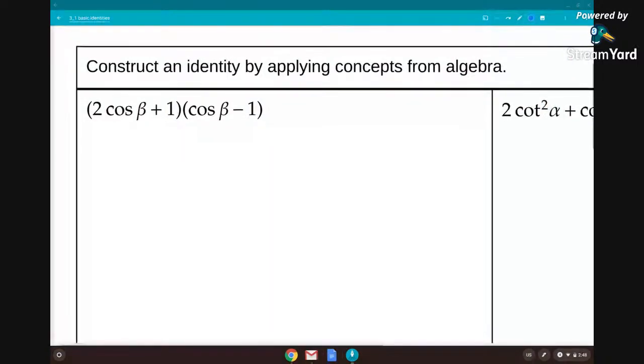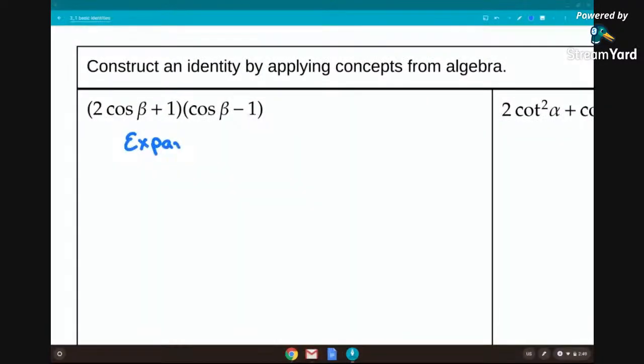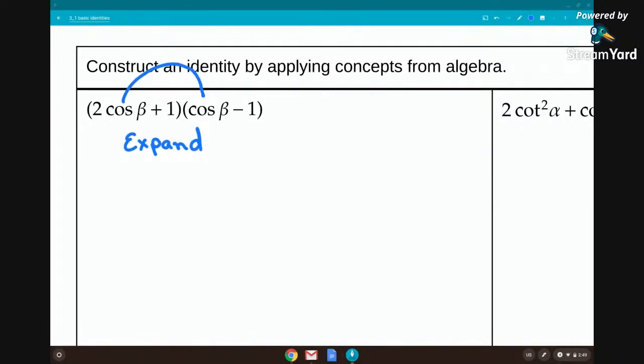Basically, all I'm going to do here is expand. Two cosine beta times cosine beta would be 2 cosine squared beta.